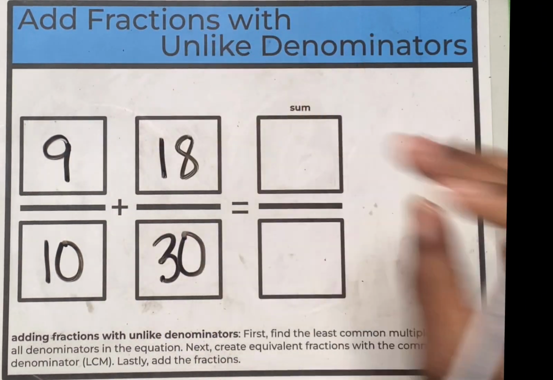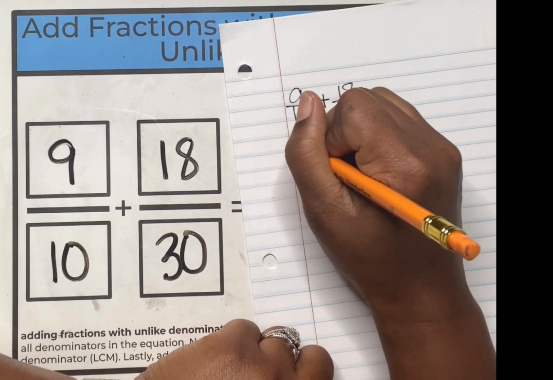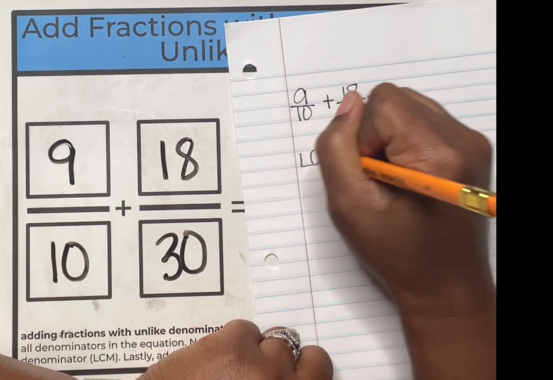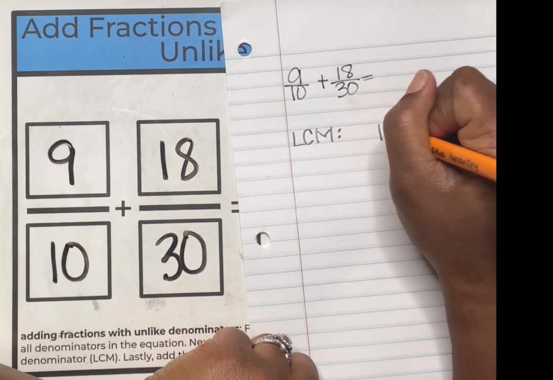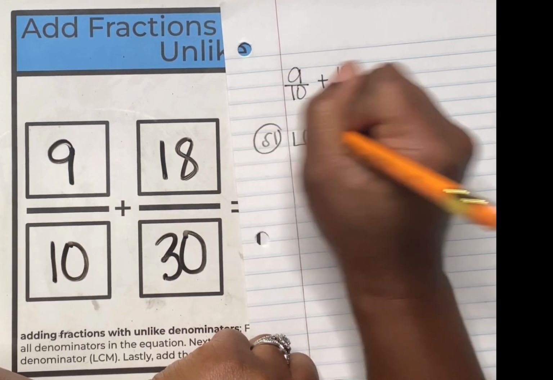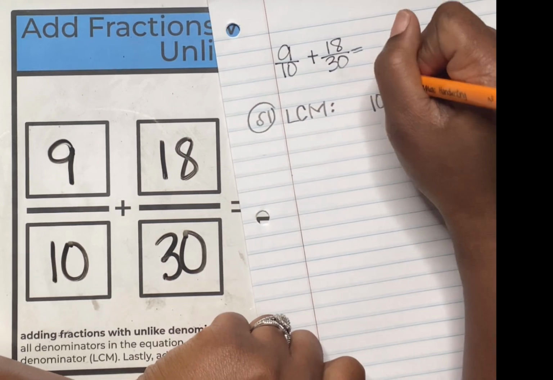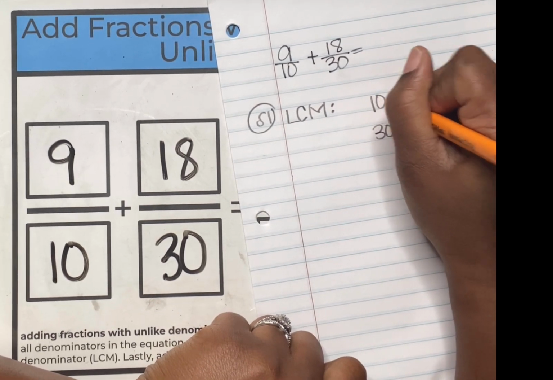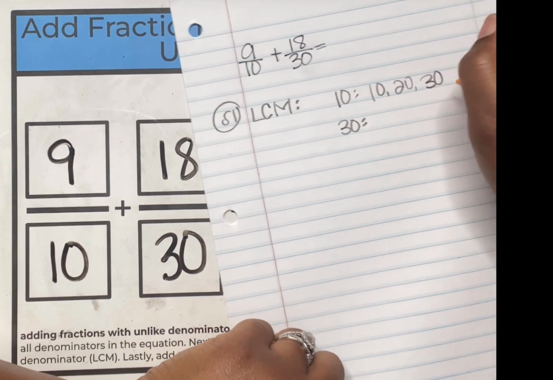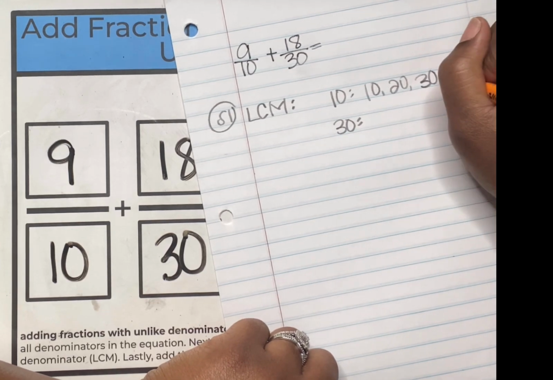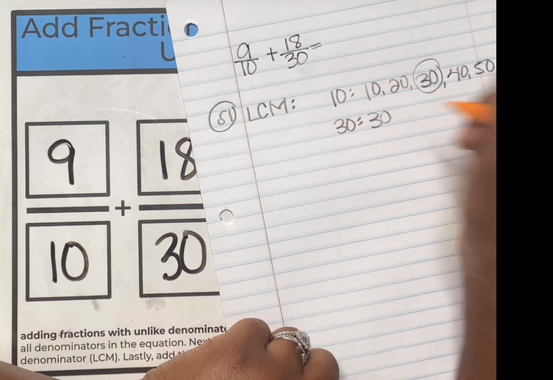Step 1, we're going to find our LCM. If you're at home studying, a great way to study is to write the steps as you practice. So I have my students write S1 LCM. So we're finding LCM. 10 and 30, ding, ding, ding. We already have the LCM. I already can see that it's going to be 30.